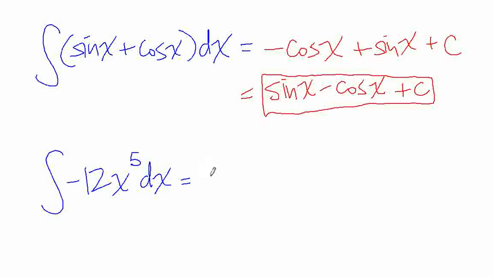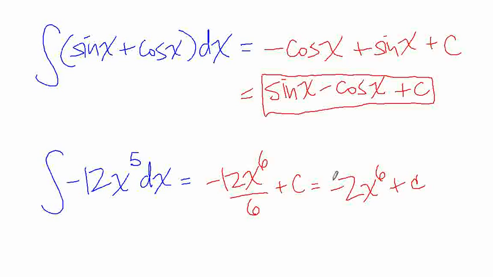And then the last one, minus 12 times x to the 6 over 6. We can simplify that to minus 2. Oh, and by the way, I forgot the constant of integration. So let me put that in there. So that's equal to minus 2x to the 6 plus the constant of integration.